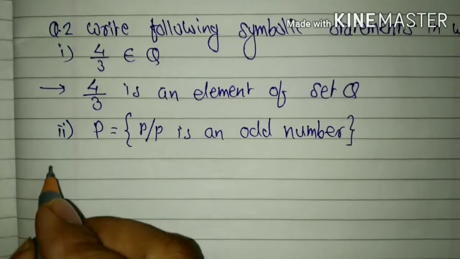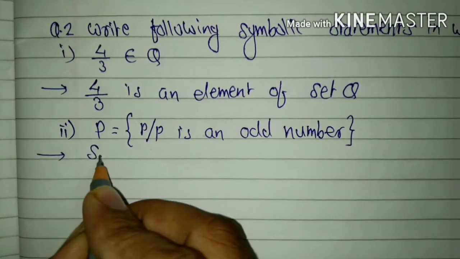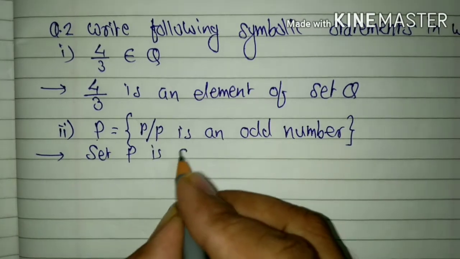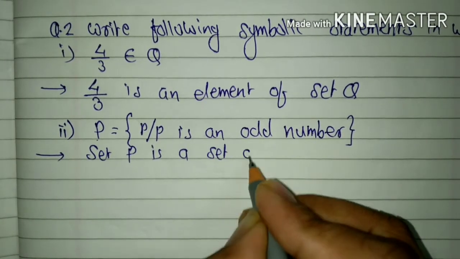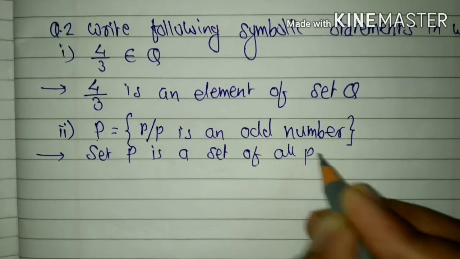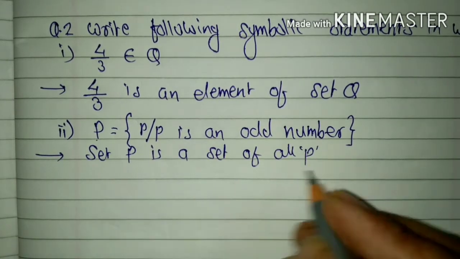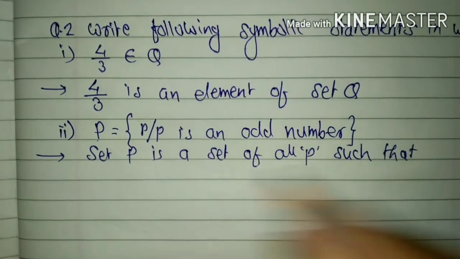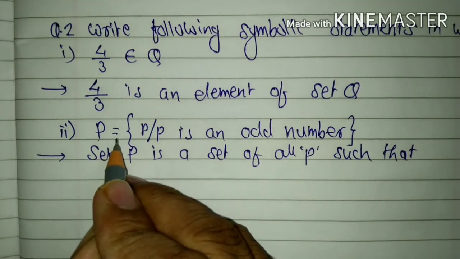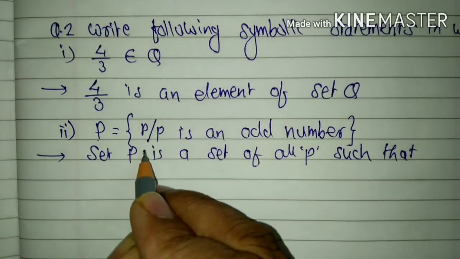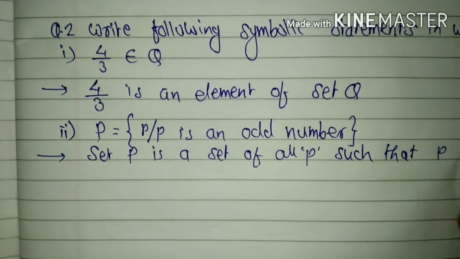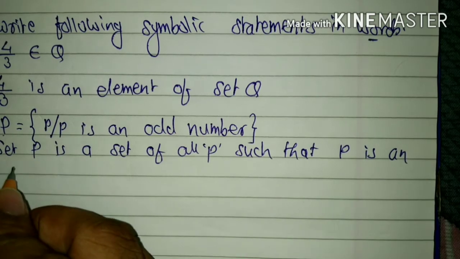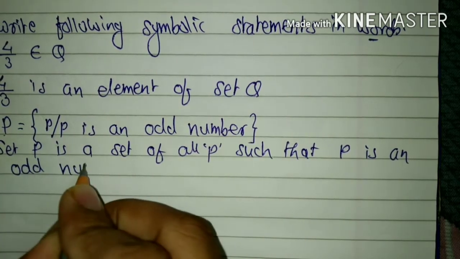So we can write: set P. This set P is a set of all small p, all p such that p is an odd number.